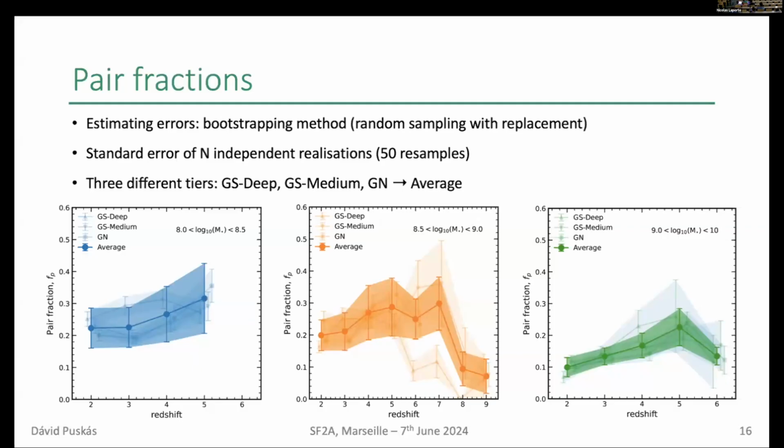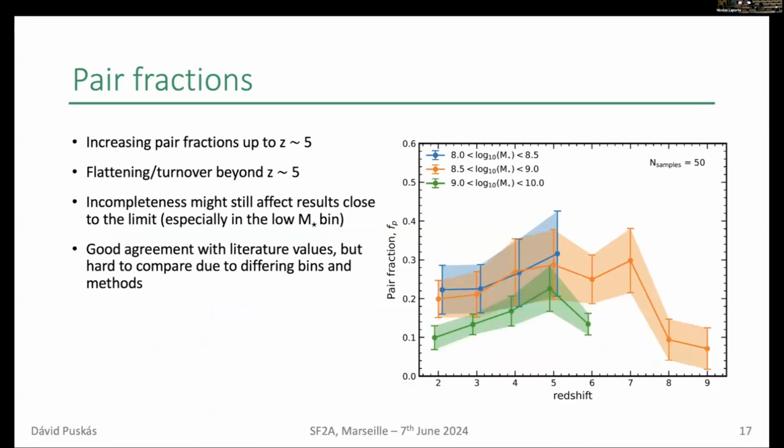And so here are some results. So these are the pair fractions versus redshift in different stellar mass bins. And on each plot, the sub-tiers are plotted. So the GOODS-South deep, medium, and GOODS-North. And overplotted are the averages. And now I just plotted the averages on the same figure, color coded by different stellar masses.